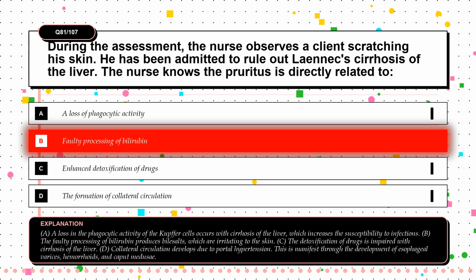C. The detoxification of drugs is impaired with cirrhosis of the liver. D. Collateral circulation develops due to portal hypertension. This is manifest through the development of esophageal varices, hemorrhoids, and caput medusae.